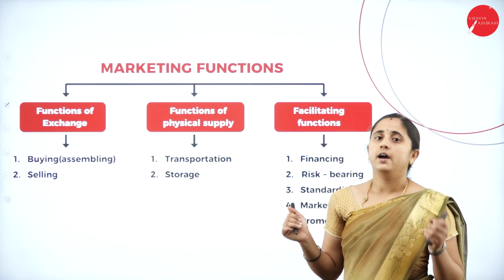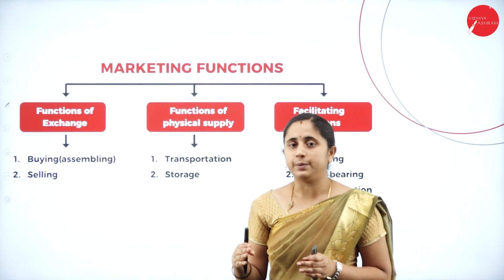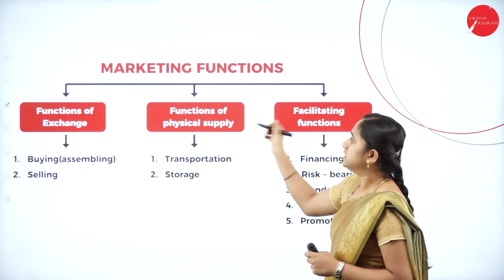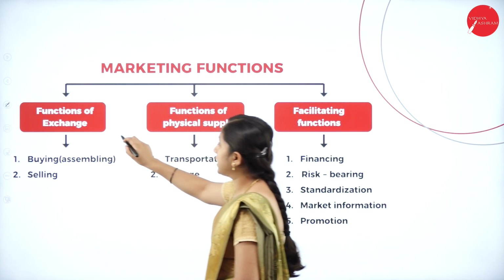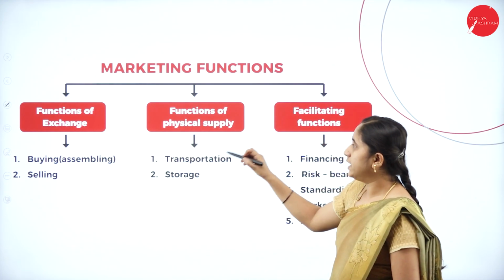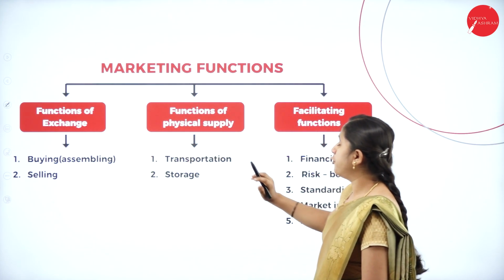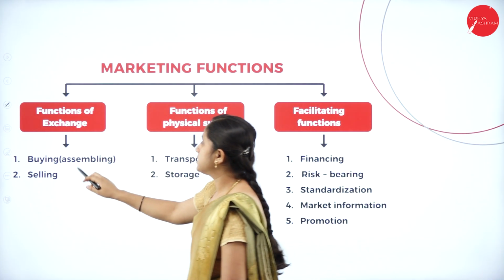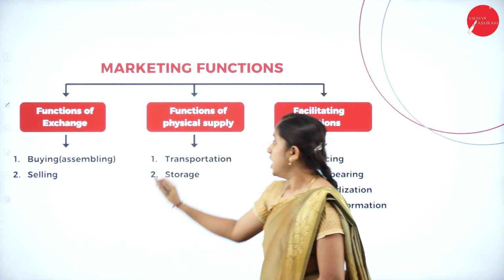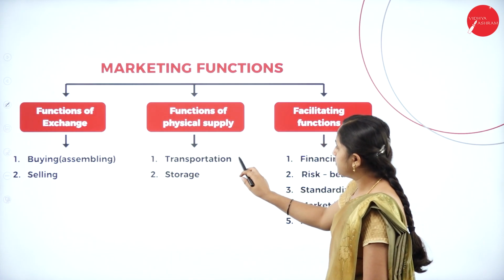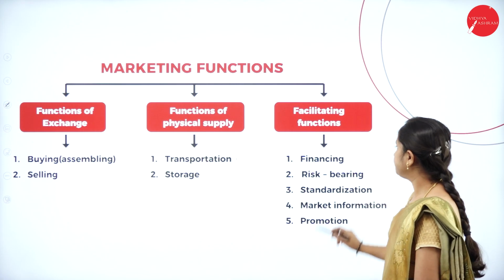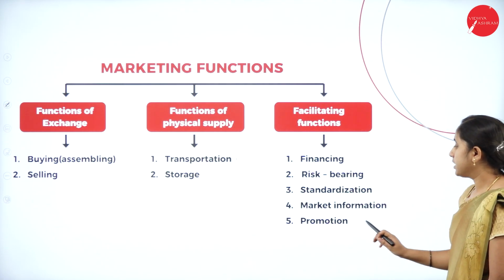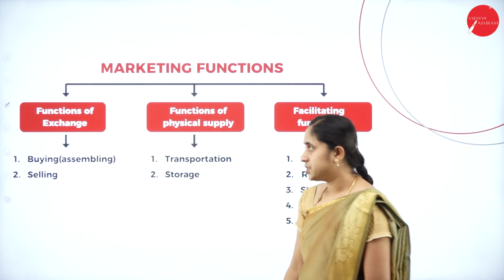All this function helps in flow of goods from the producer to the final consumers. The functions of marketing are classified into three: functions of exchange, functions of physical supply, and facilitating functions. Function of exchange is classified into buying and selling, and physical supply is further classified into transportation and storage. Facilitating functions are financing, risk bearing, standardization, marketing information and promotions.